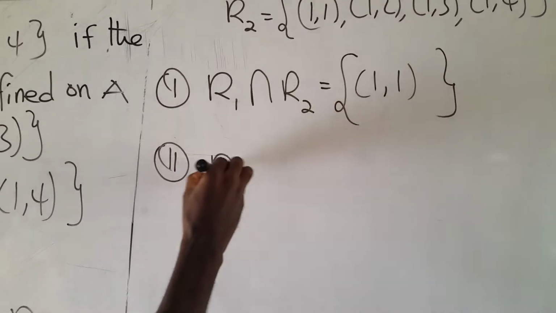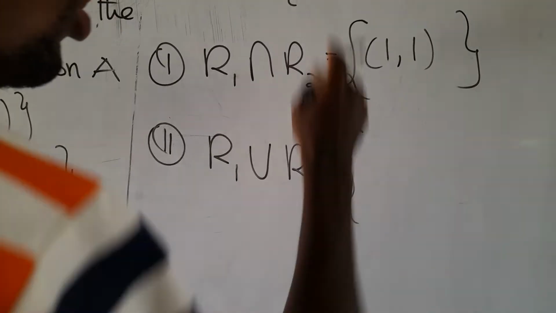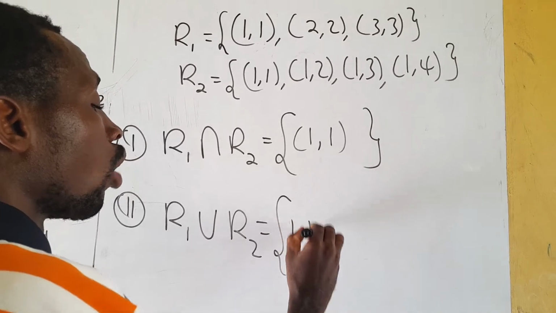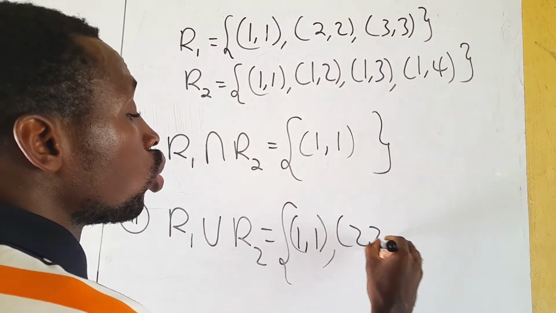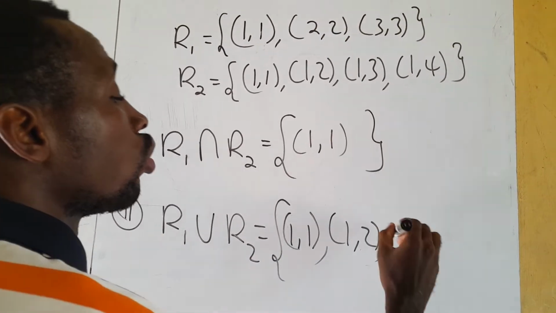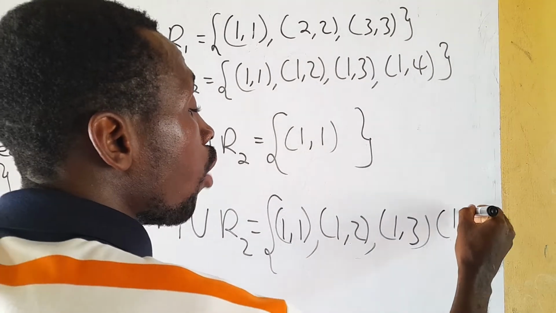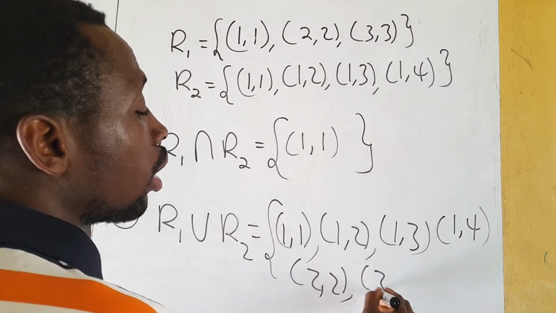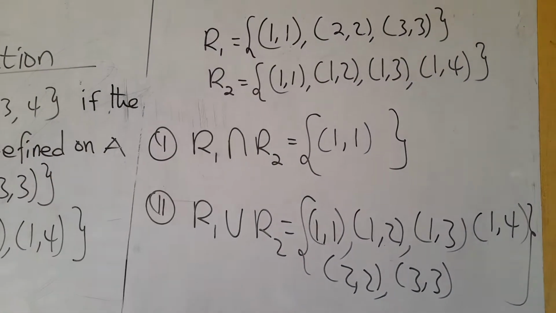Now the second one, we find R1 union R2. So we just combine them. So this will be (1,1), the union, put them together. (1,1) is here, (1,1) is here. So we write (1,1). Let's arrange them. (1,2), then I have (1,3). Then I have (1,4). Then I have (2,2). Then (3,3). So this becomes the union. We put the two sets together and avoid repetition.